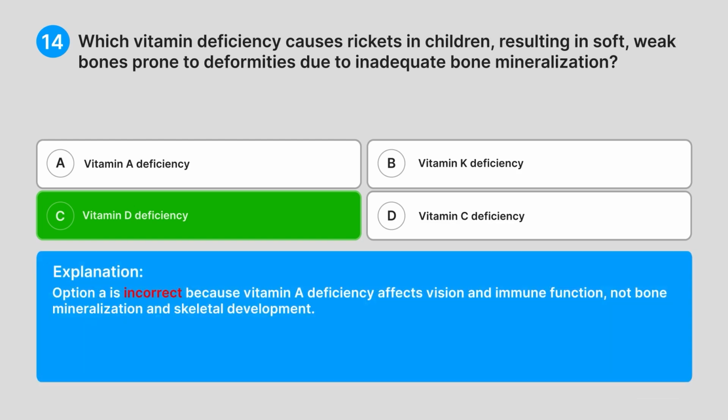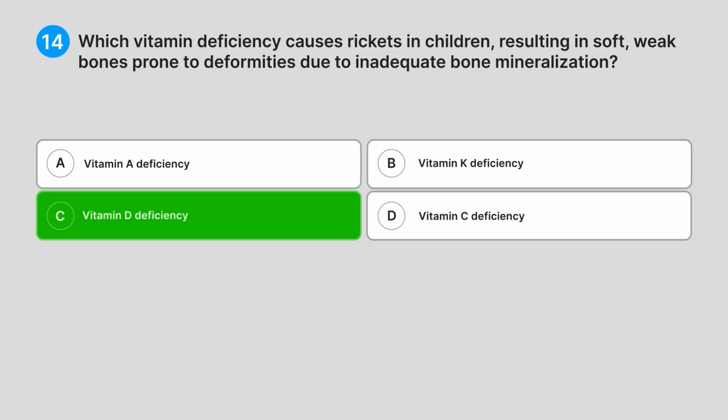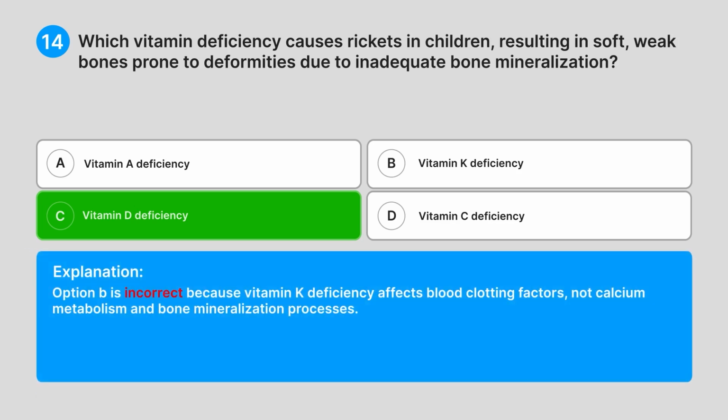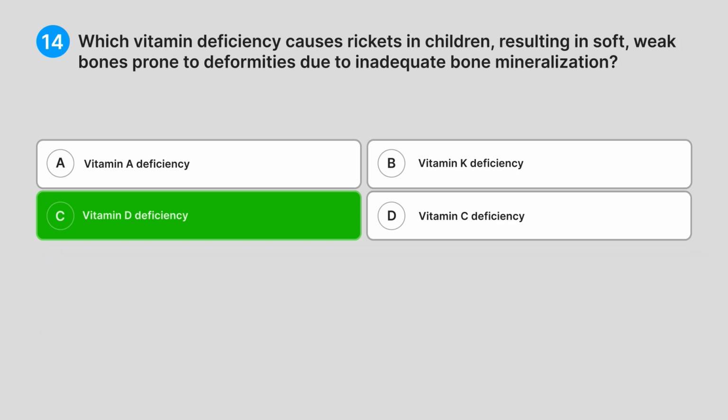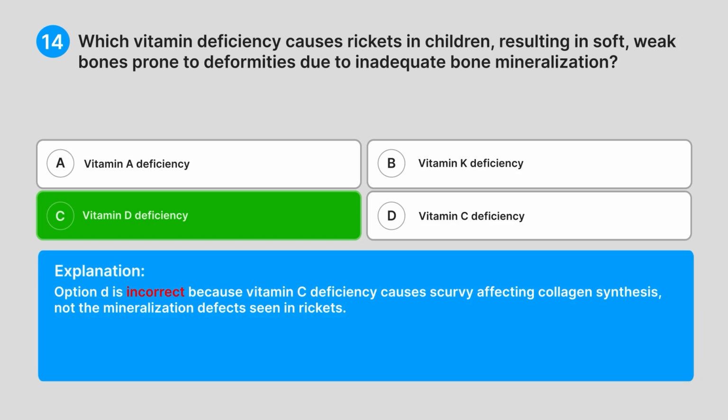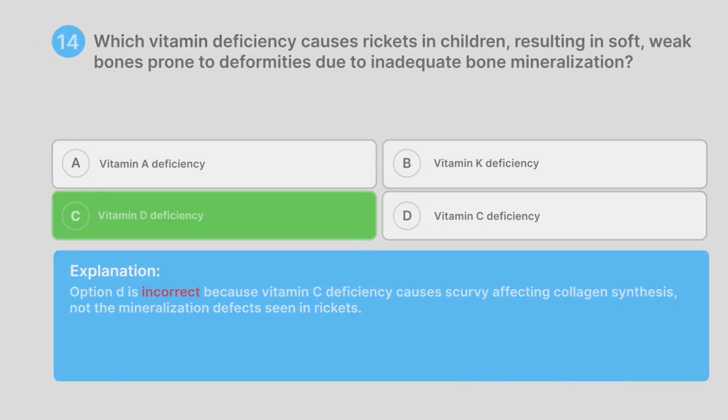Option A is incorrect because vitamin A deficiency affects vision and immune function, not bone mineralization and skeletal development. Option B is incorrect because vitamin K deficiency affects blood clotting factors, not calcium metabolism and bone mineralization processes. Option D is incorrect because vitamin C deficiency causes scurvy affecting collagen synthesis, not the mineralization defects seen in rickets.